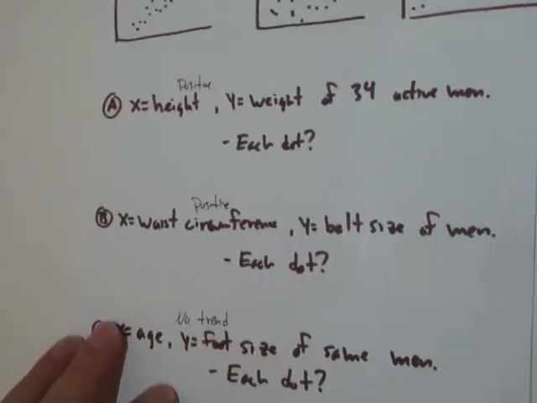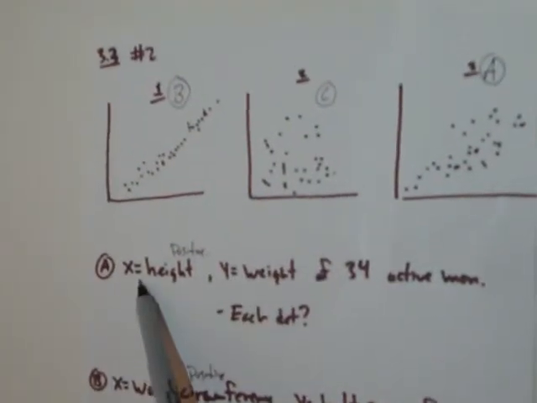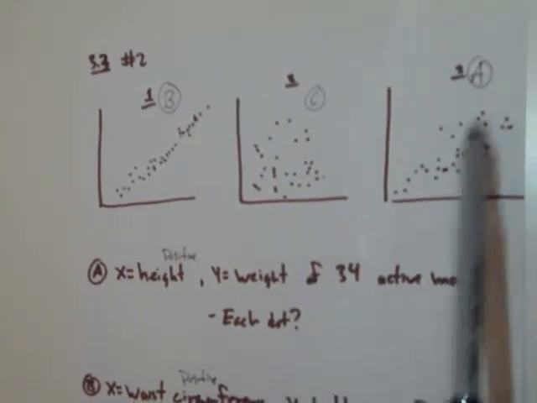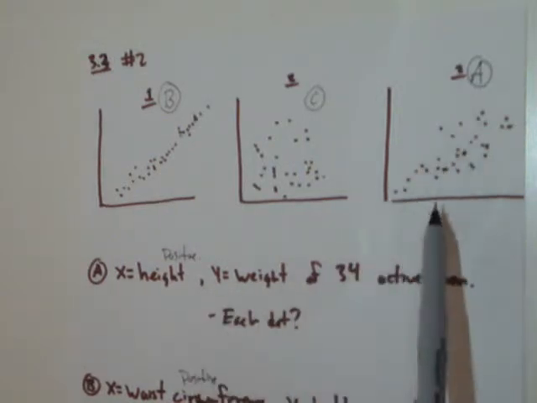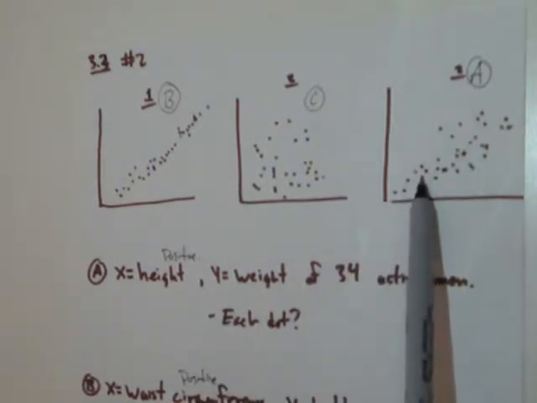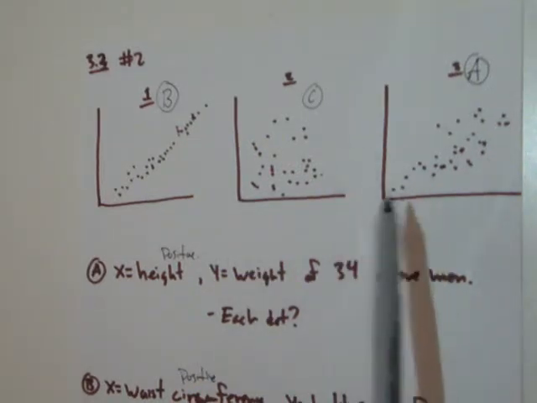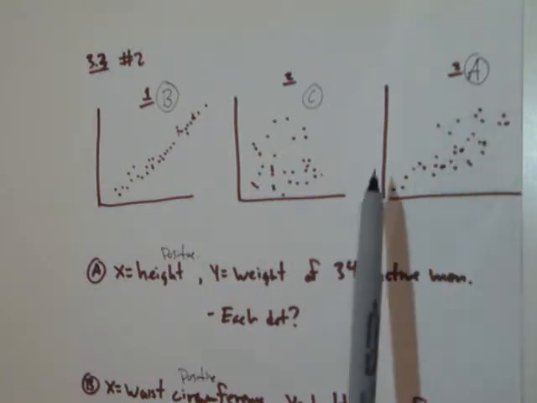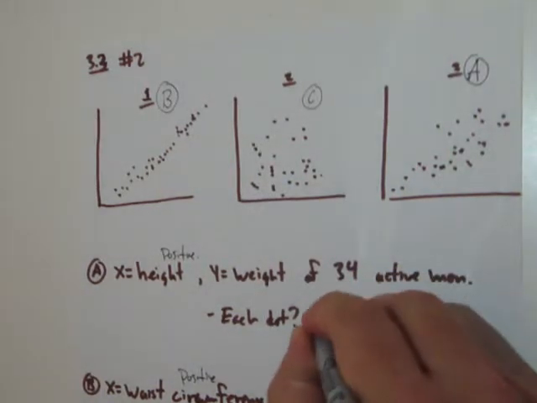Now they ask us one last thing: what does each dot represent in each of the scatter plots? Well, A we said was number 3, and that was the height and weight of each of these men. Each dot represents one man, and the way it's put on here is based on their height and their weight. So each dot represents one man. So each dot is one man.